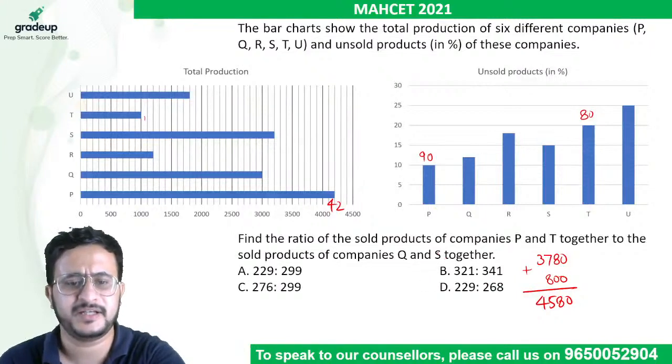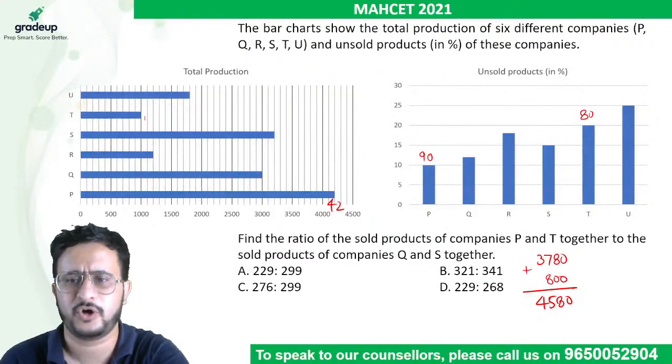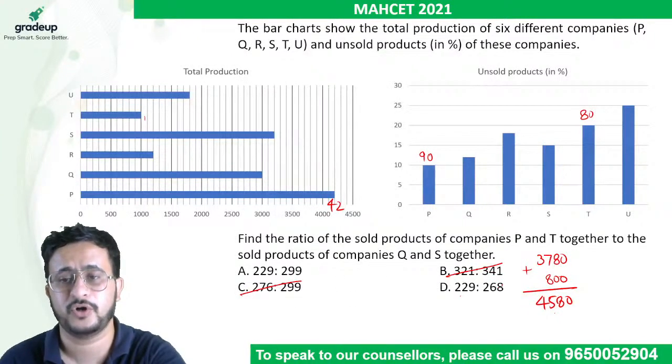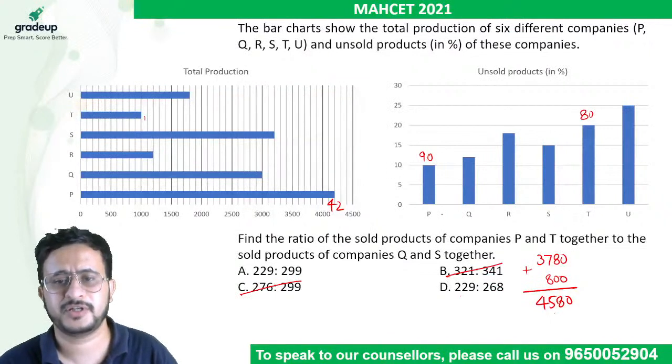Now, one thing that you can see by seeing the options is that 4580, 229, is double of this. So I think this could be the possible answer, the 229 ratio. Now there are two options, so we will have to calculate for this also.